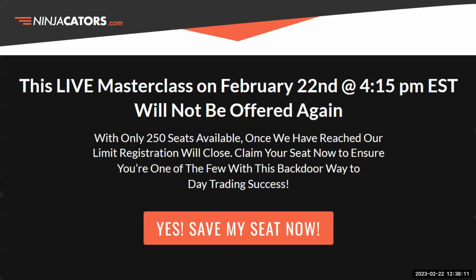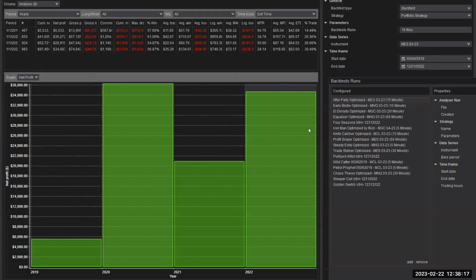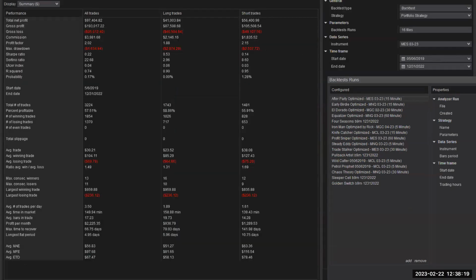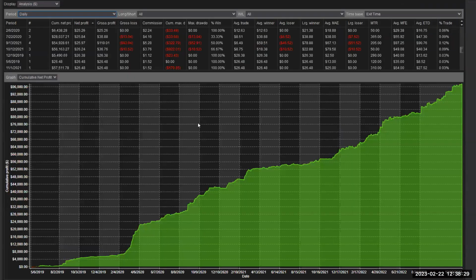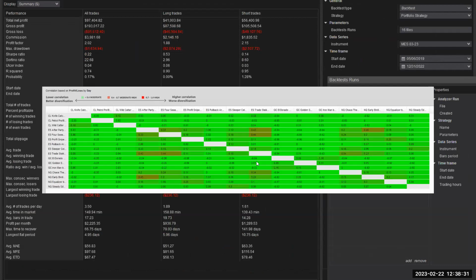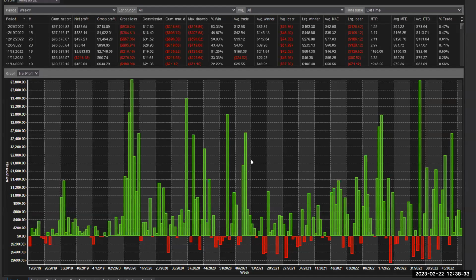And then you ask the question, 97K net profit for 1 micro. Now that's 1 micro per bot. So you can see there's 16 bots in here. On any day, they're not correlated, right? Remember, these are low correlated right here. See all the green, bright green.